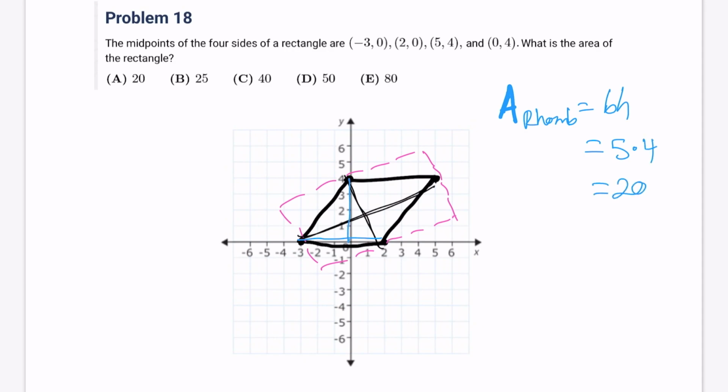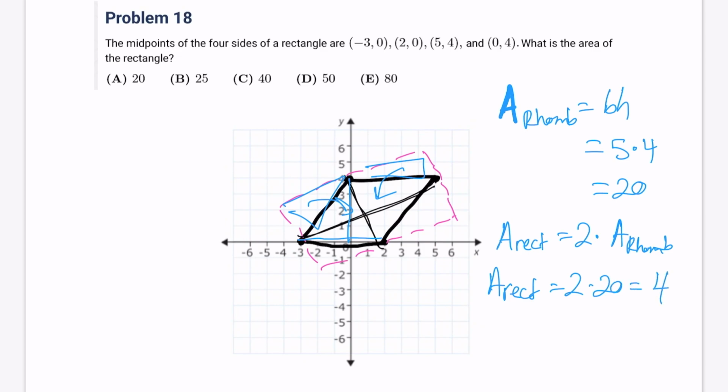So the area of the rectangle is equal to 2 times the area of the rhombus, almost as if these were flaps being folded inwards. And that means that the area of the rectangle is equal to 2 times 20, which is equal to 40, which is answer choice C.